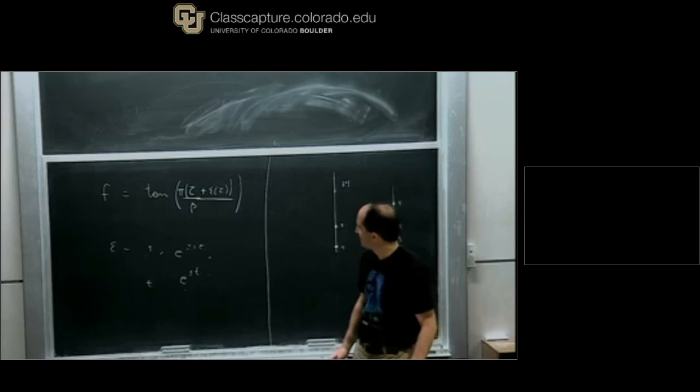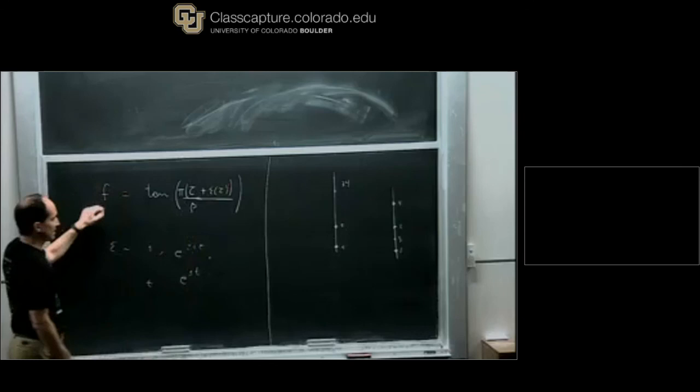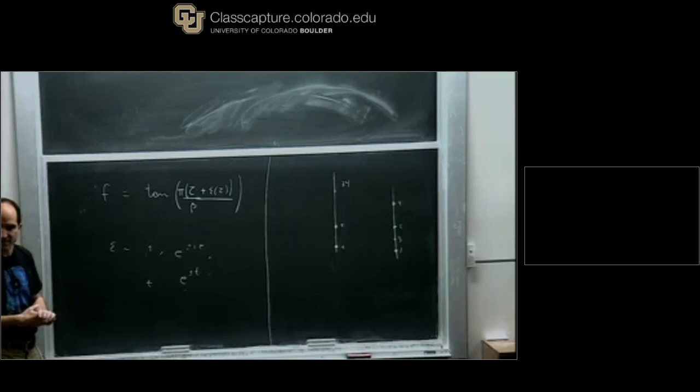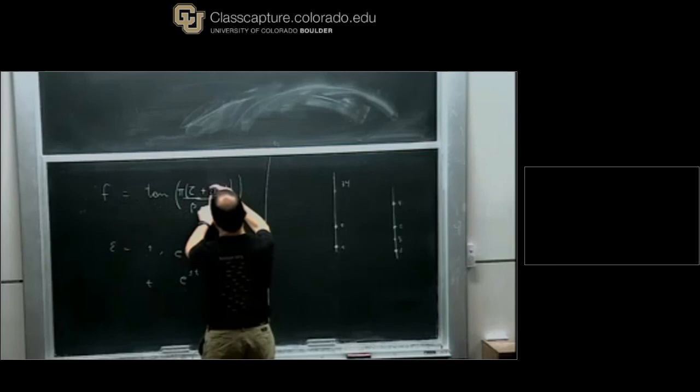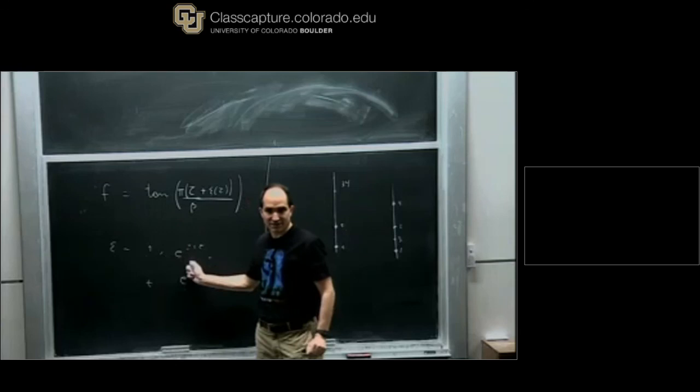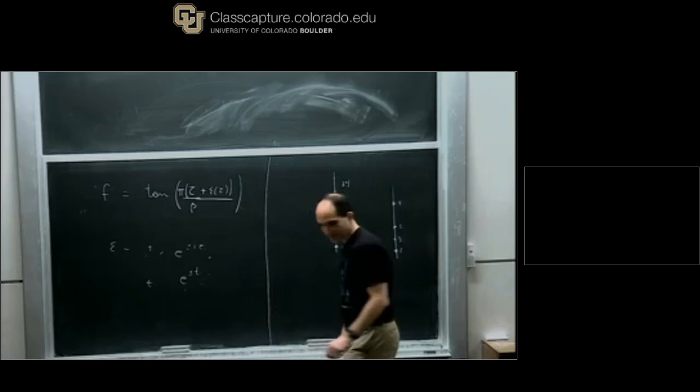You can do as an exercise: take this f, which is tangent, and do an SL2R transformation of f, with a small parameter close to the identity, and then try to reproduce whatever you get by changing this epsilon. You'll find that the epsilons are associated to SL2R transformations. So that's an exercise.